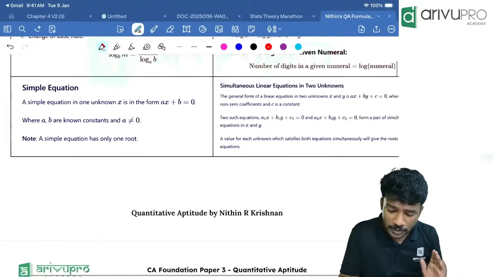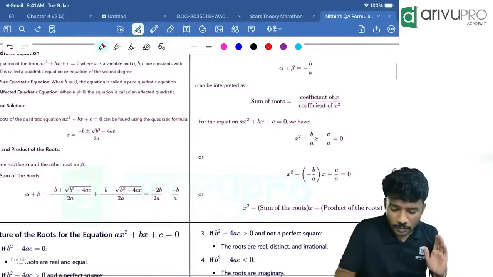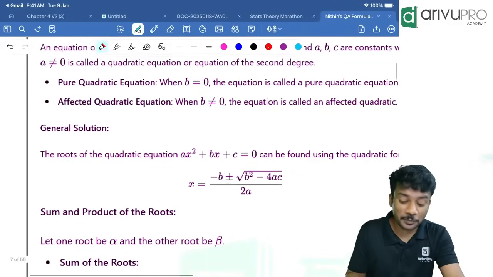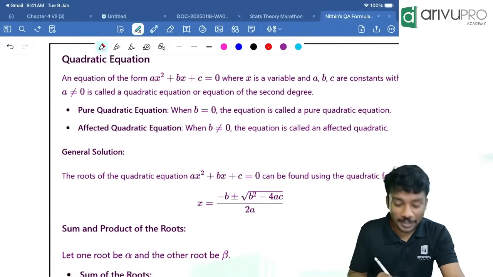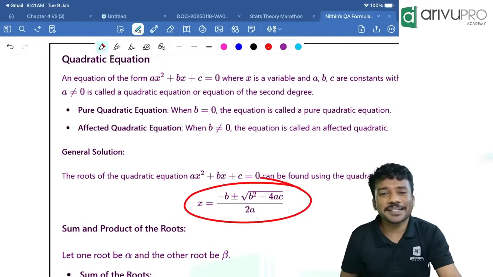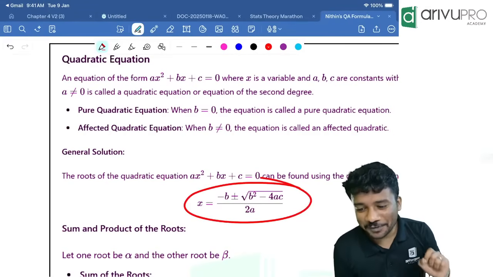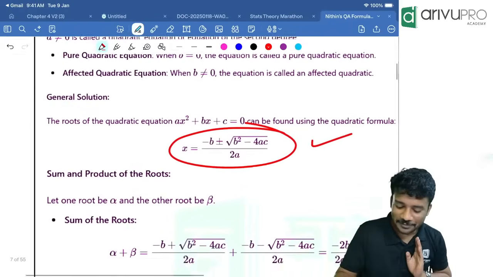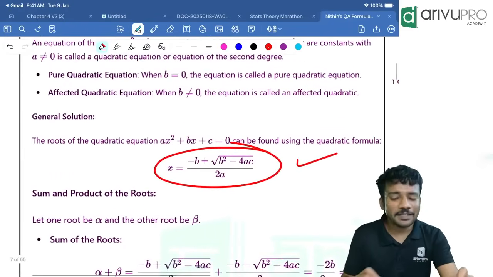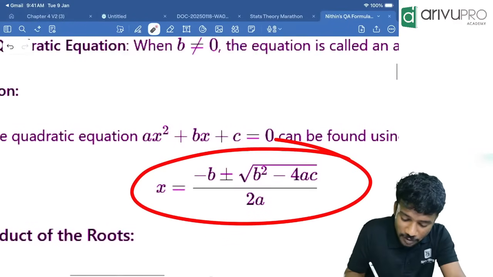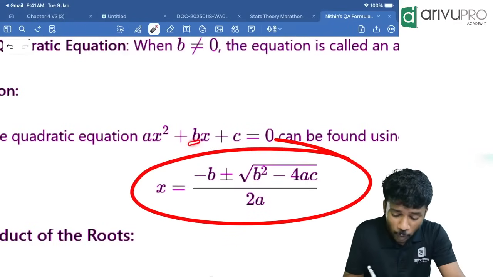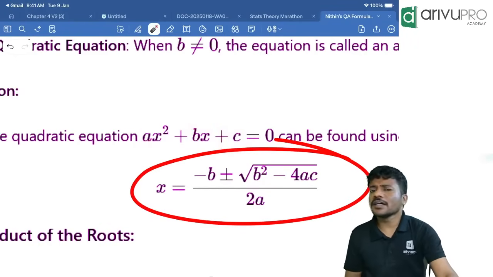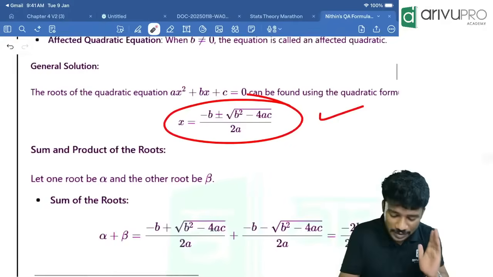Then coming to simple equations. We know the formula for finding the roots of a quadratic equation, right? What is the root of a quadratic equation? Minus b plus or minus root of b square minus 4ac, the entire thing divided by 2a. We have been studying it from a very young age, correct? What is b? B is nothing but the coefficient of x. What is a? That is nothing but the coefficient of x square. And what is c? That is the constant term.